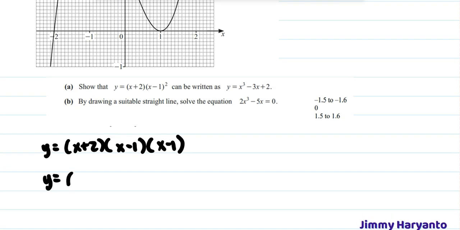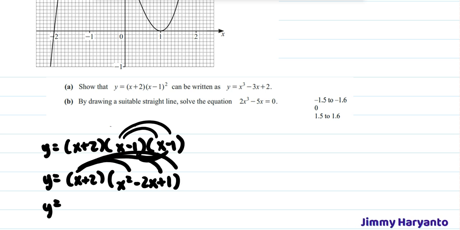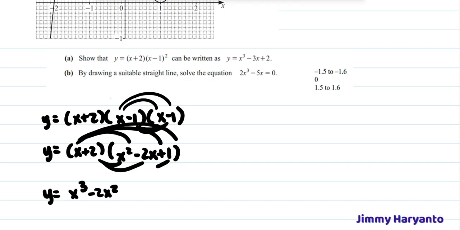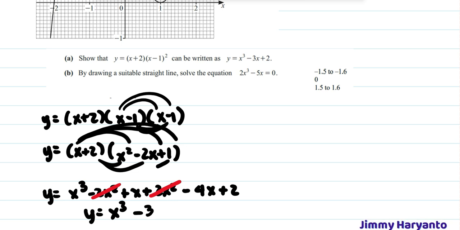And then y equals, I will leave the x plus 2 first. I will multiply this one first. So you'll have x squared minus 2x plus 1. And then after that, I only need to multiply this, and also this one. So you'll have y equals x to the power of 3 minus 2x squared plus x plus 2x squared minus 4x plus 2. Then you can cross out this. So you'll get y equals x to the power of 3 minus 3x and then plus 2.